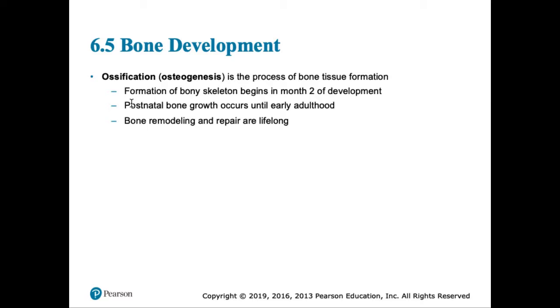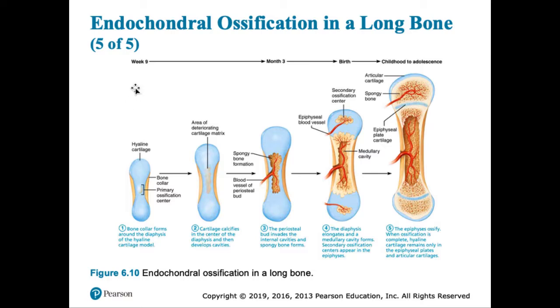And so that's why you have things in older age and late years, such as osteoporosis and things like that. So you can see this is the endochondral ossification of long bone. You can see it starting at week 9 all the way through birth and childhood to adolescence. So you see at the very beginning of this chapter, we said that bone starts as this cartilage that's formed.